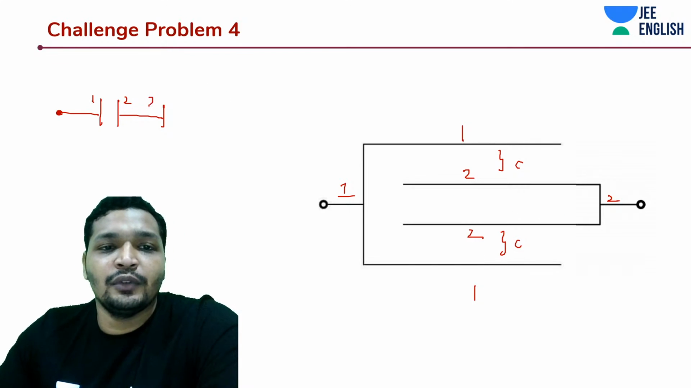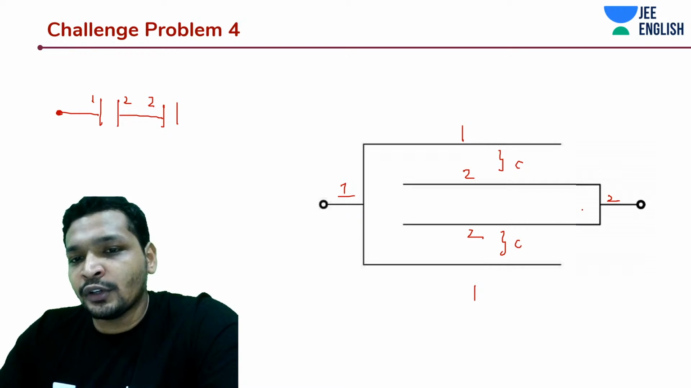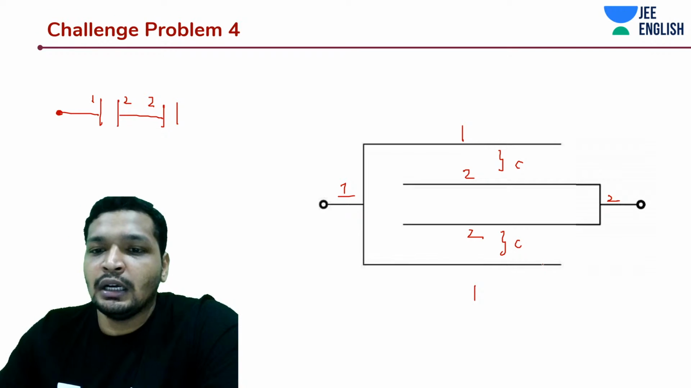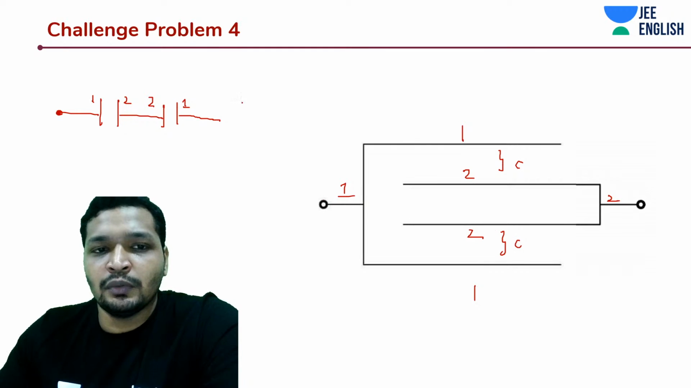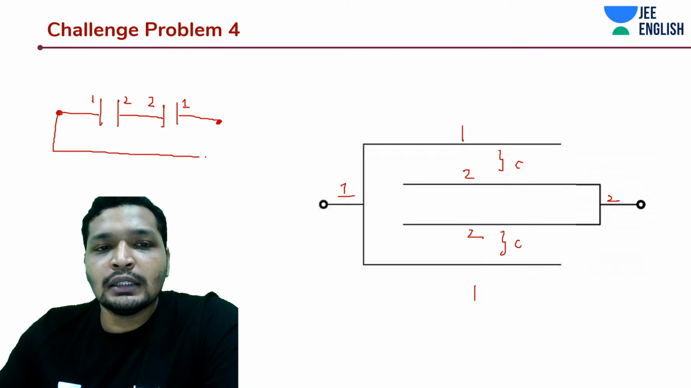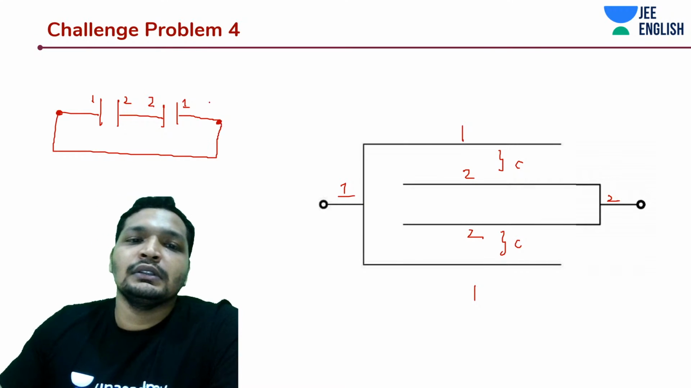Okay, I hope you understood that. 2 is connected to 2. That's why I'm drawing it like this. And next, again about 1. 1 is also connected to 1. Okay, this is 1. Okay, there is one more 1. And are they in series or parallel?